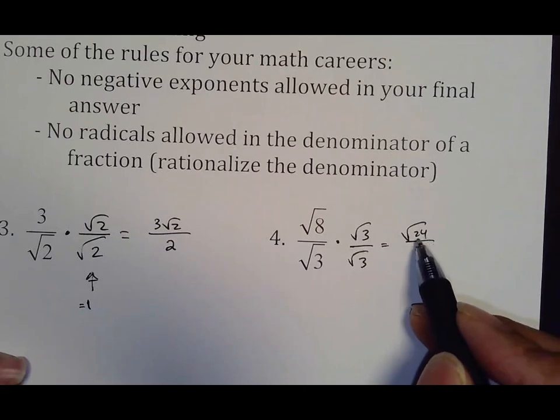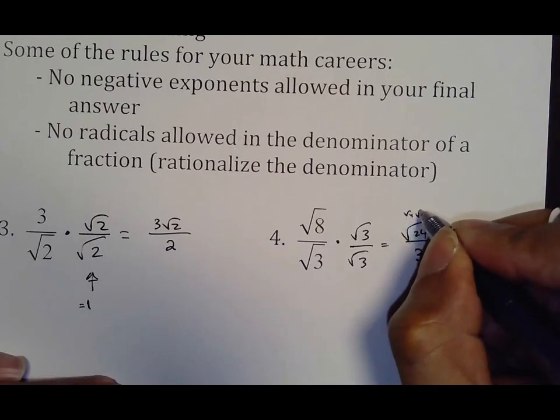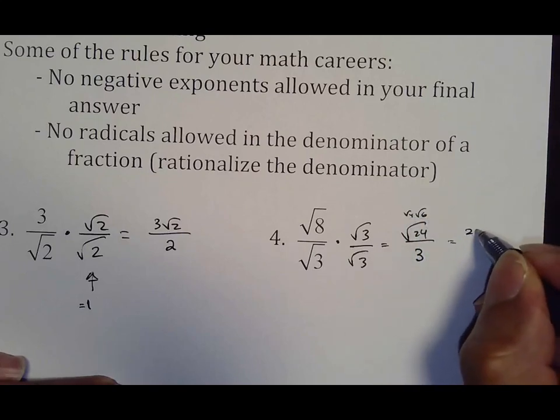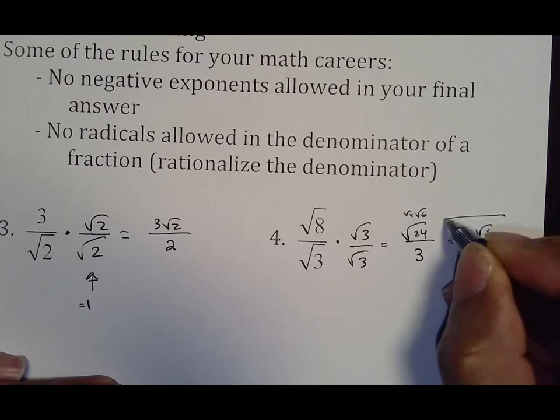But when I go to look at 24, it looks kind of strange. 24, 4 goes into 24. It'll be 4 times 6, which means that this turns into a 2 root 6 over 3.